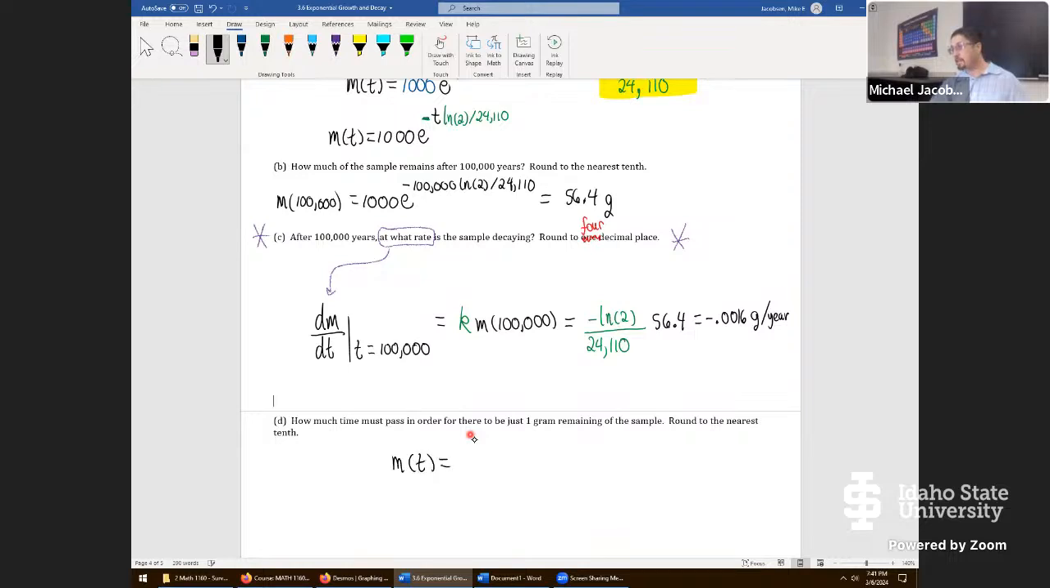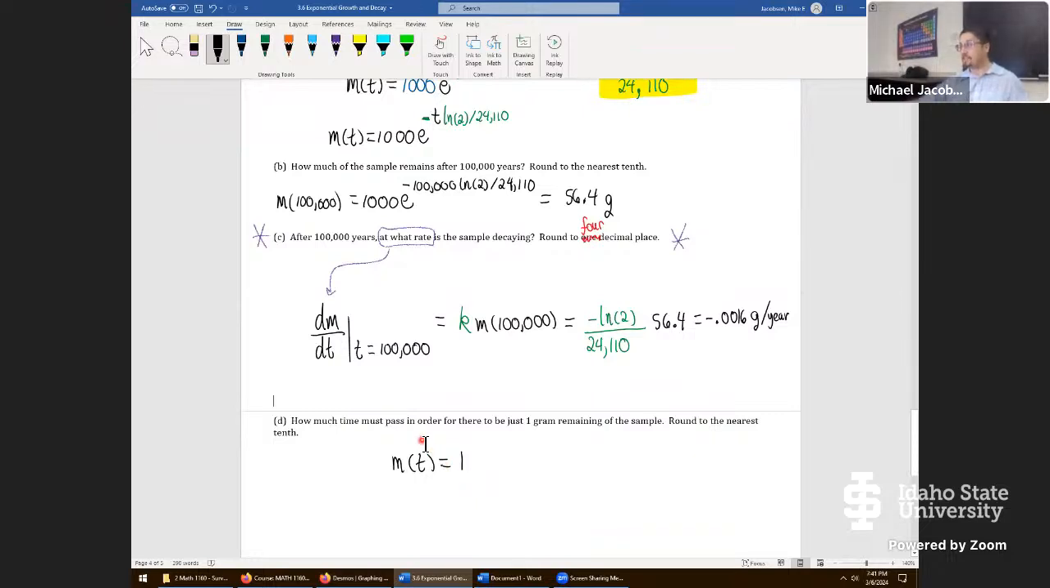Mass at time t equals 1 gram. So we started with 1,000 grams, and we know after 100,000 years, there's still 56.4 grams. So we're expecting a really long time range on this. I'm not really sure how long. And the decay rate is even a worse side of this picture. That decay rate becomes smaller and smaller and smaller as time gets larger and larger as well. So this could be a very, very long time to get just to 1 gram.